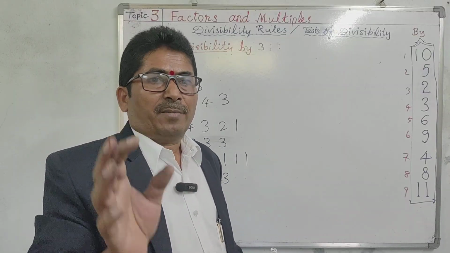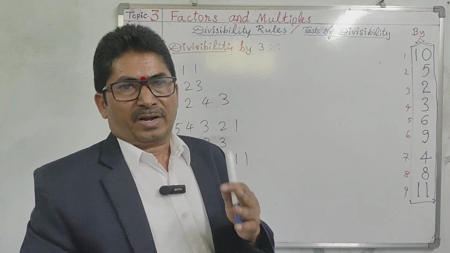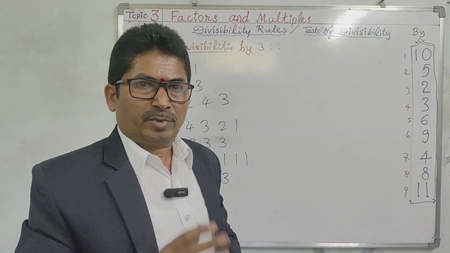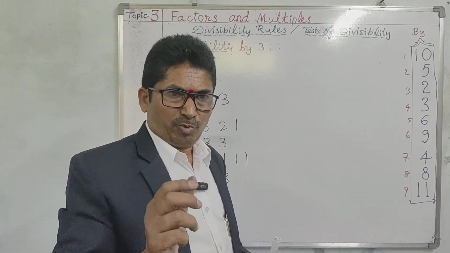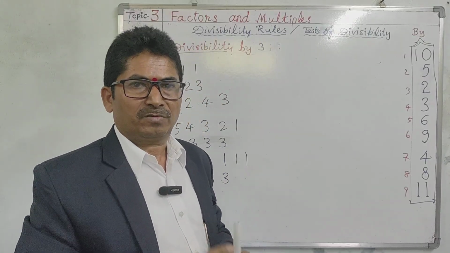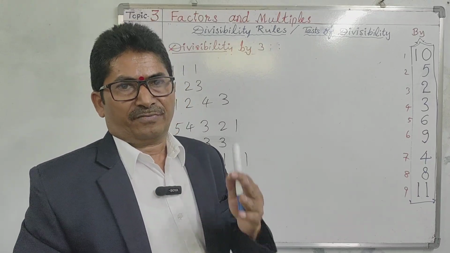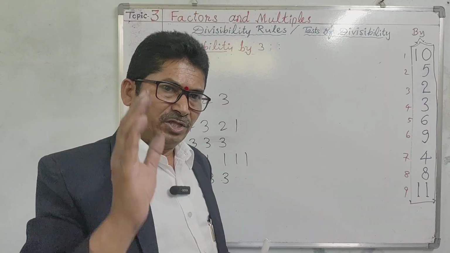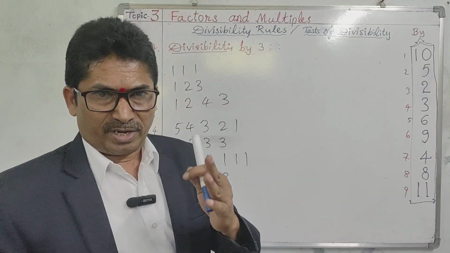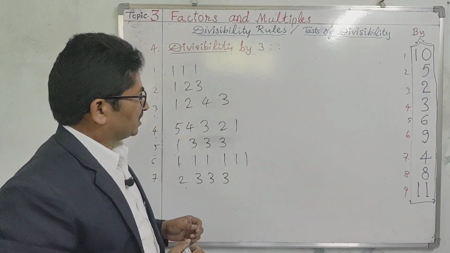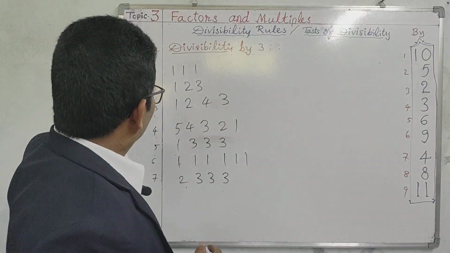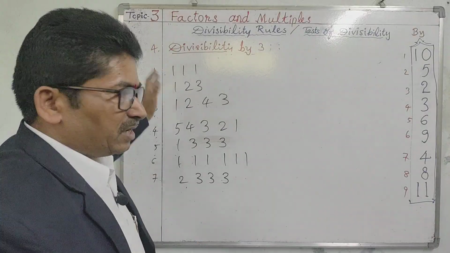If the sum of all the digits of a number is exactly divisible by 3, then the number is exactly divisible by 3. Once again, if the sum of all the digits of a number is exactly divisible by 3, then the number is exactly divisible by 3. To understand this, we have to observe a few examples here.